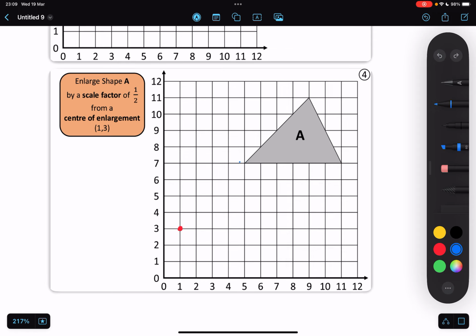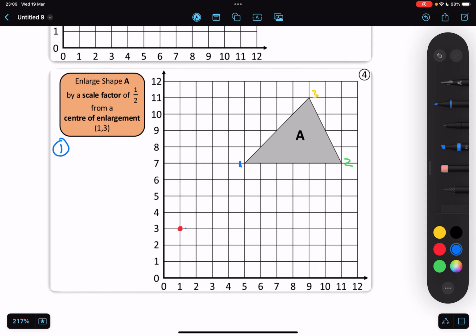And then we're just going to label them 1, 2, and 3. Yeah, so those are our vertices. And then we're going to, which I'm sure you remember, journey. We're going to make a journey from the center of enlargement to each point. And then from that, we will multiply it by the scale factor. So how do we get to point number 1?